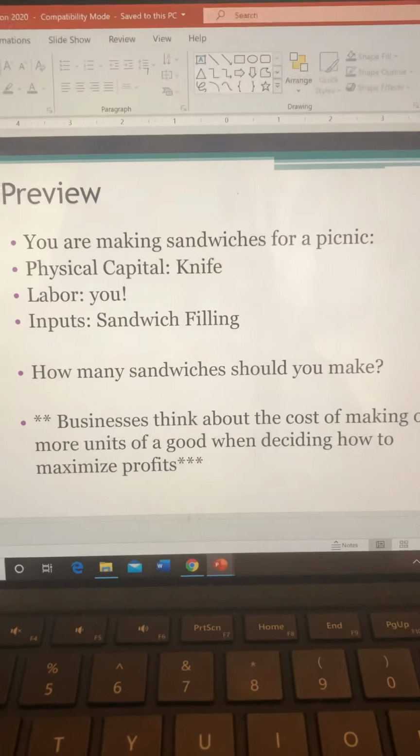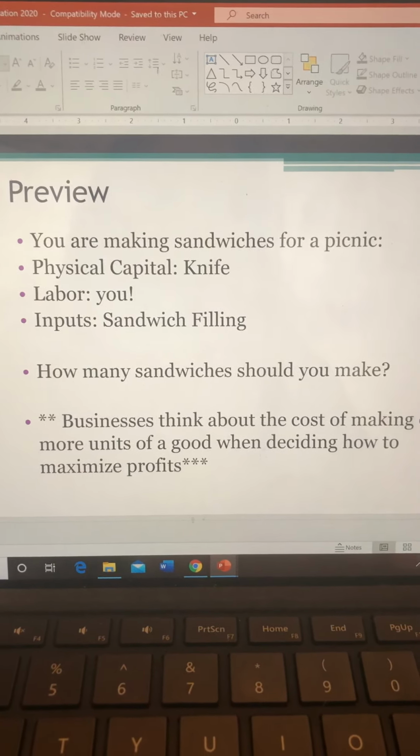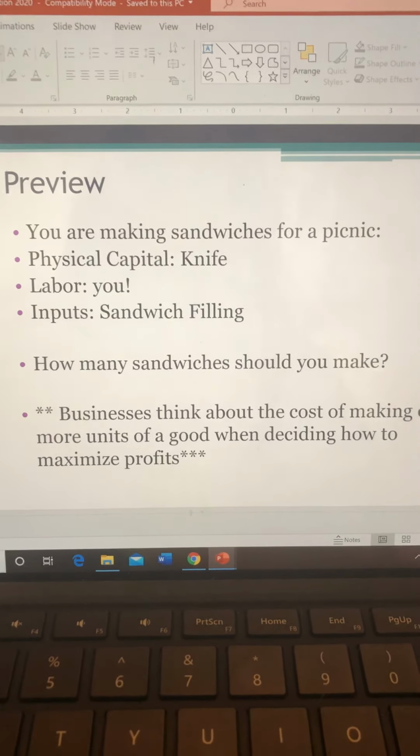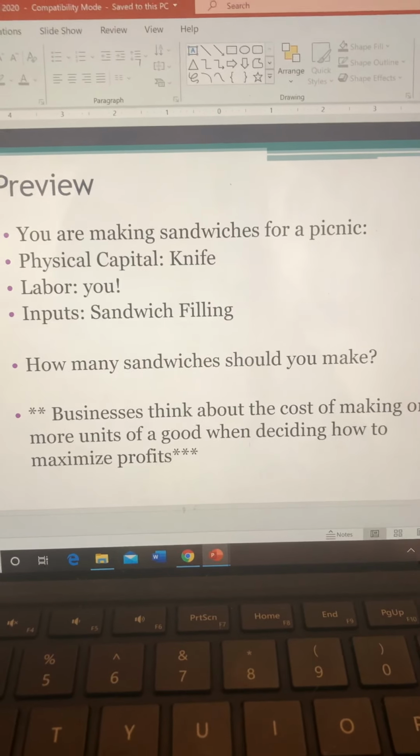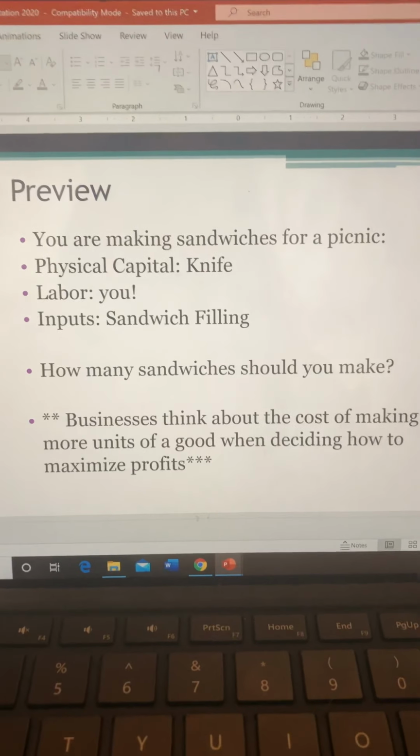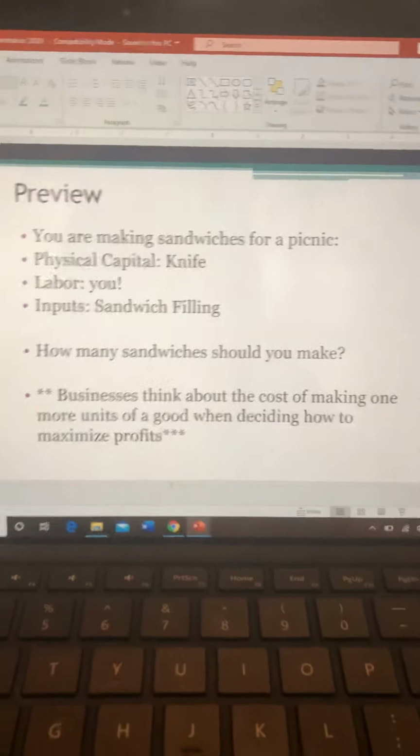All right, so a little warm up. You're making sandwiches for a picnic. You think of your factor resources, right? So you have physical capital, that's the knife, you're the labor, and then your inputs would be your sandwich filling, your turkey, chicken, roast beef, whatever the case may be. So how many sandwiches should you make, right?